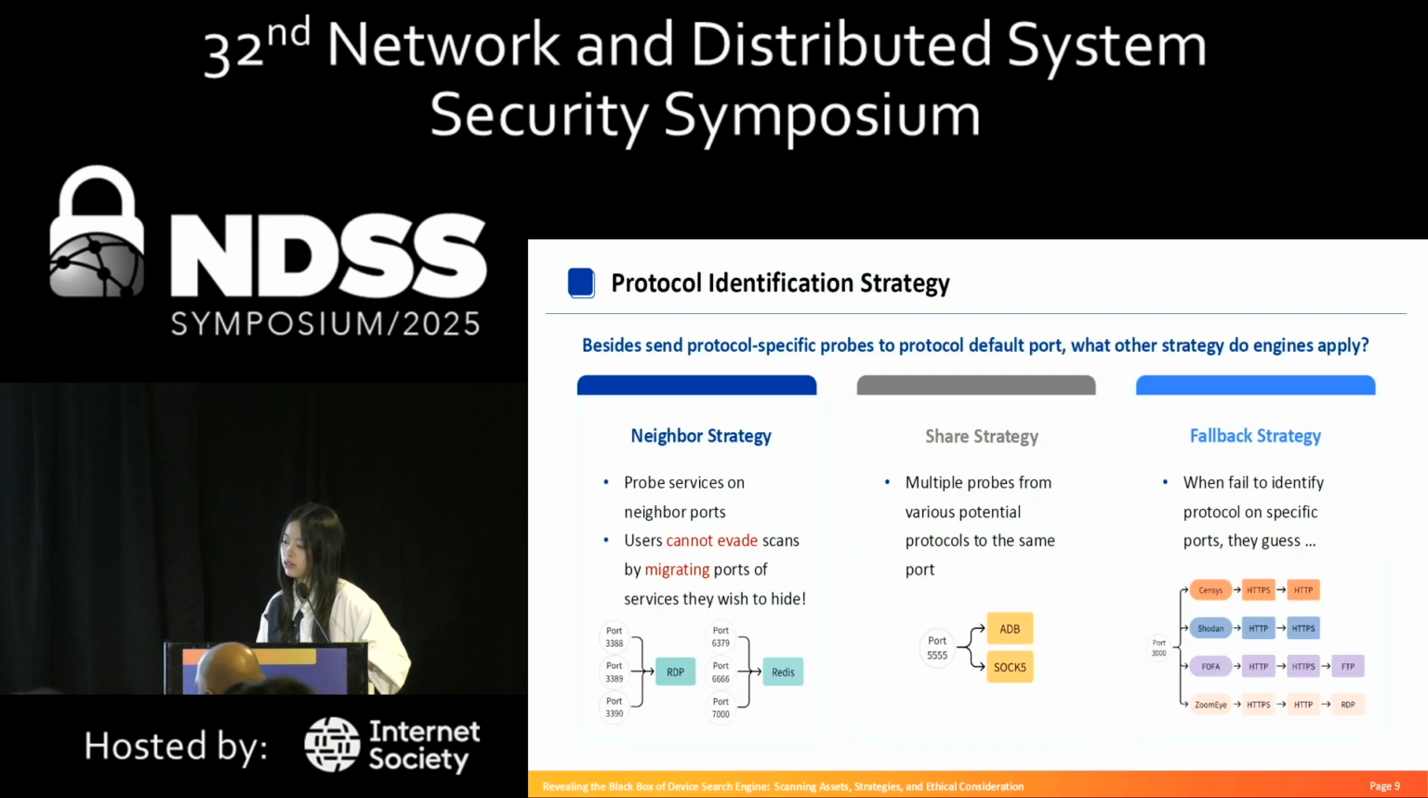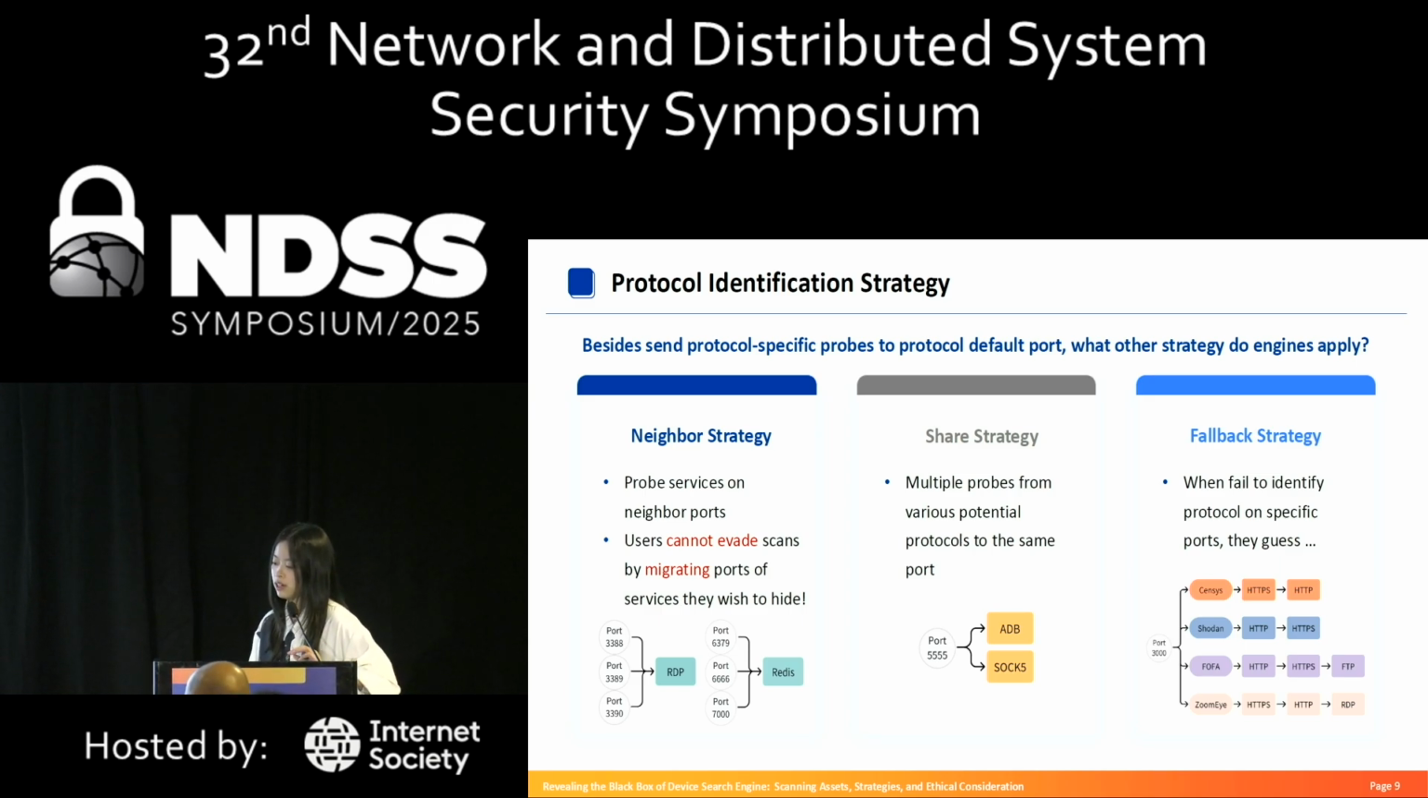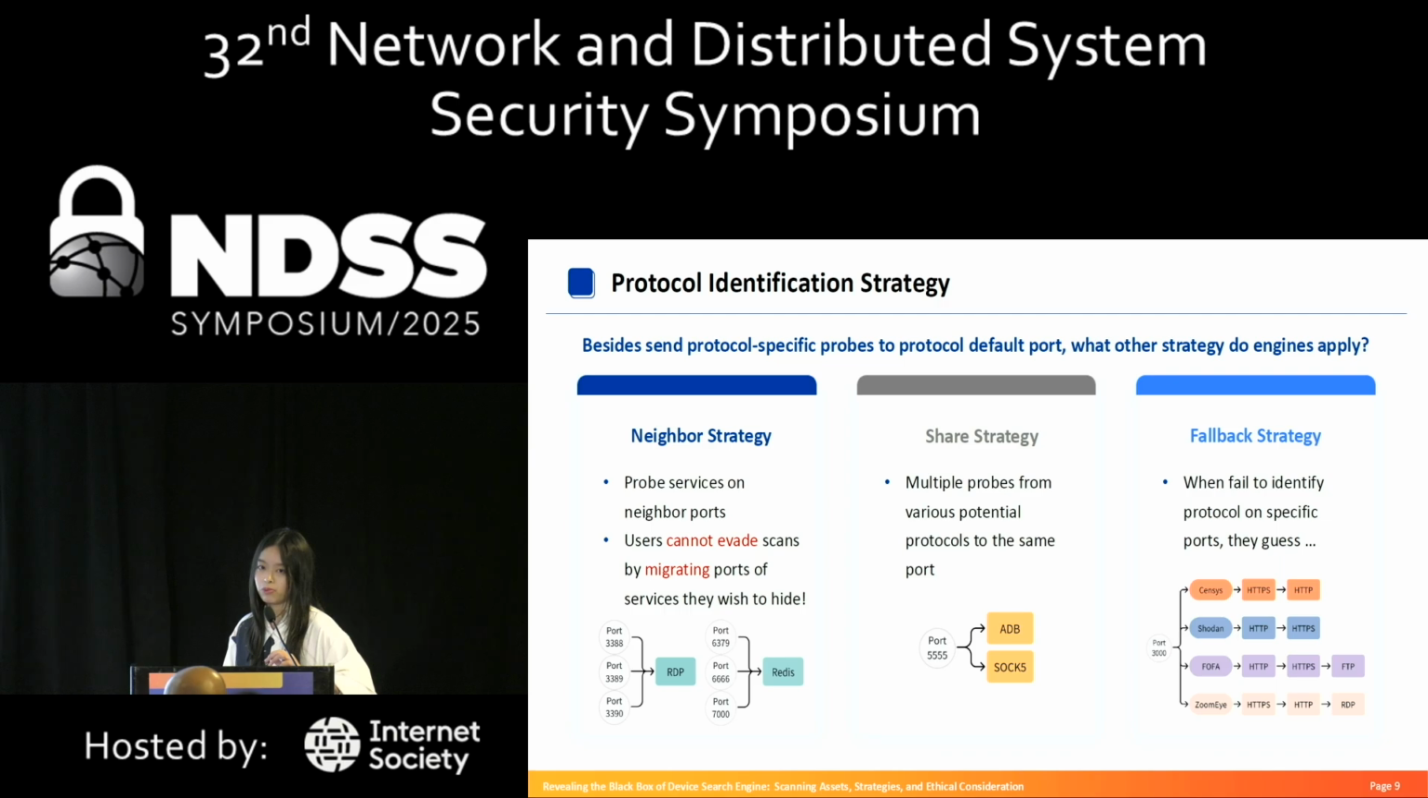About the protocol identification strategy, they have 3 strategies. The neighbor strategy means they usually send probes to services on neighbor ports, not only the default ports. For RDP, whose default is port 3389, they also try to scan 3388 and 3390. So if you want to hide your service, do not migrate to the neighbor ports. You can pick a random port to migrate it to.